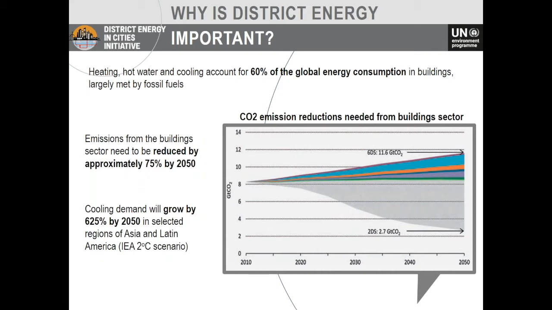reliant on fossil fuels. Furthermore, if we continue with business as usual, forecasts show that cooling demand will grow by 625%, so by more than a factor of 6 by 2050, in some regions of Asia and Latin America. Under this assumption, it has been estimated that to meet 2050 climate targets, the emissions from buildings need to be reduced by around 75%. So clearly, urgent solutions are required that both reduce the demand, but also shift the sources of supply if we want to achieve our climate and energy ambitions.